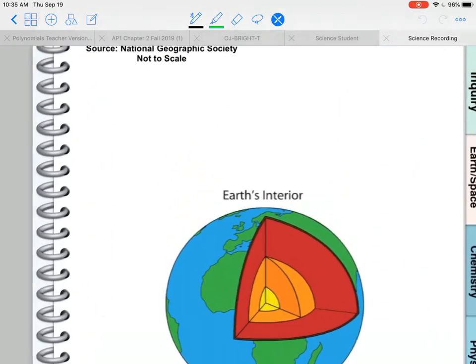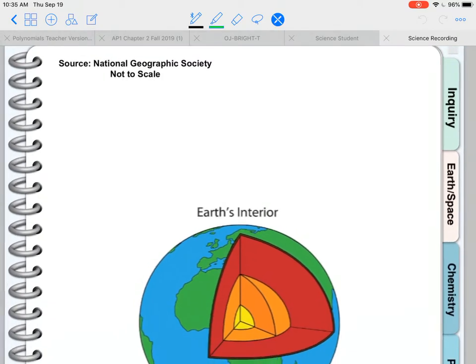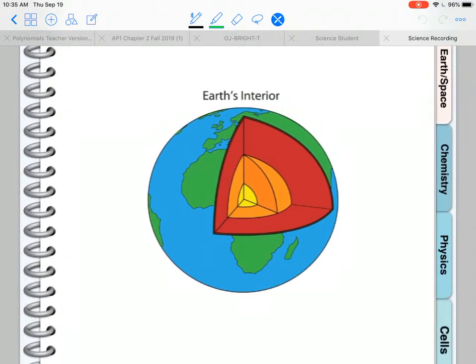And I want to first of all call your attention to the source of this image. This is from the National Geographic Society, and it is not to scale. So it doesn't show us exactly how the layers are related, but it's a pretty good diagram of what the Earth's interior looks like. So let's take a look at this sphere that we call Earth. And I'm going to start at the very outside and work our way inside.